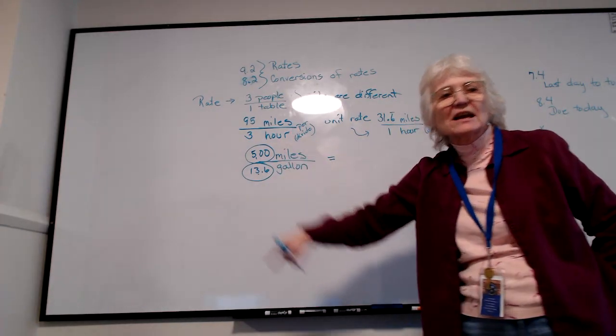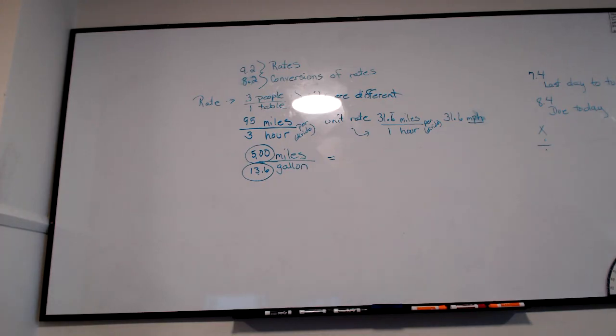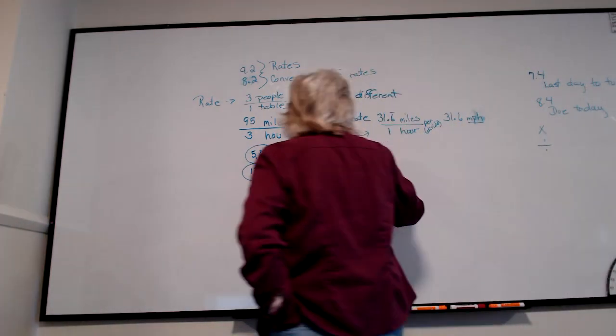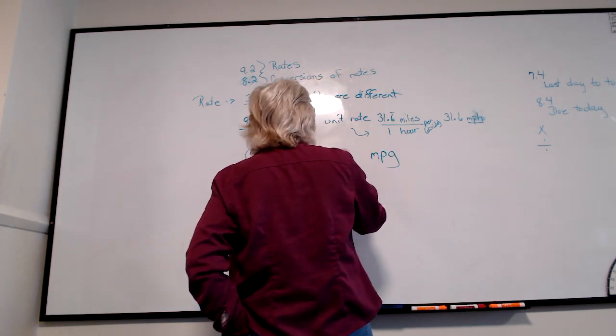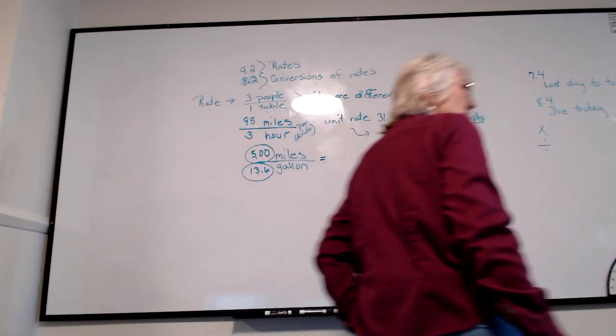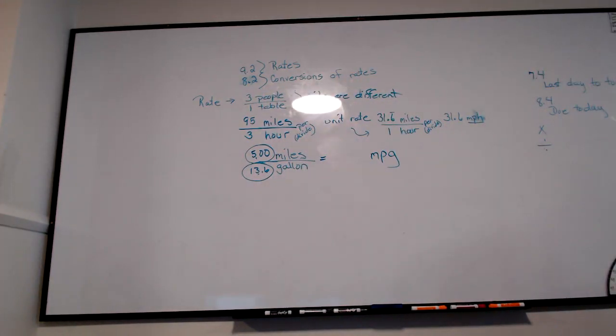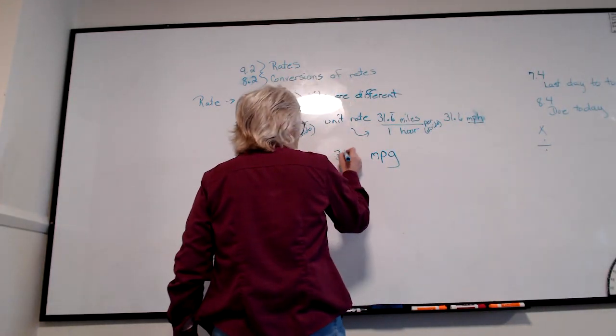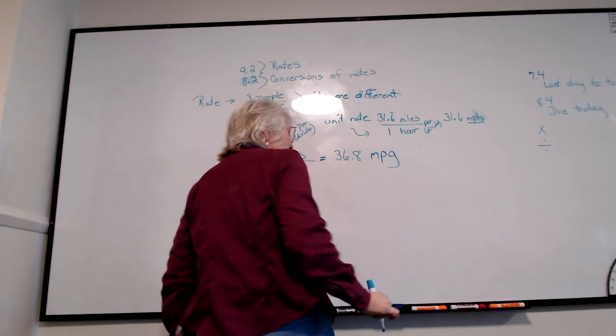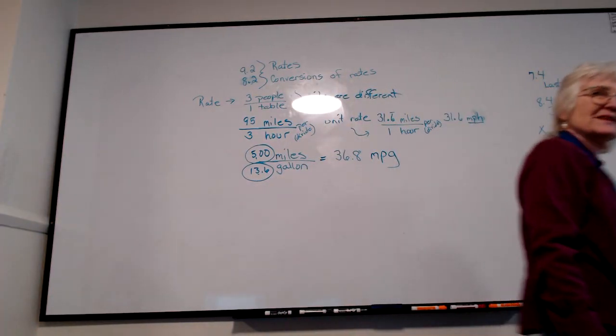So somebody use a calculator and do 500 divided by 13.6, giving you permission to use your calculator. What is that? 36.8, that's rounded. 36.8 miles per gallon, good gas mileage.